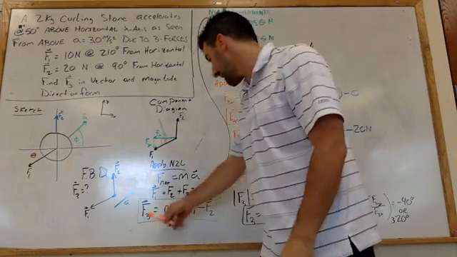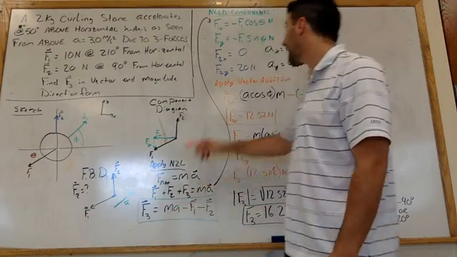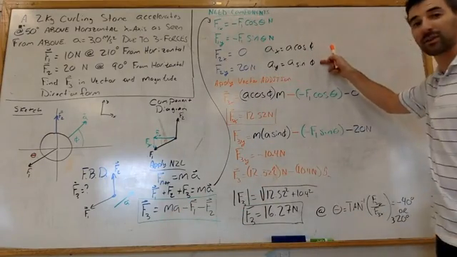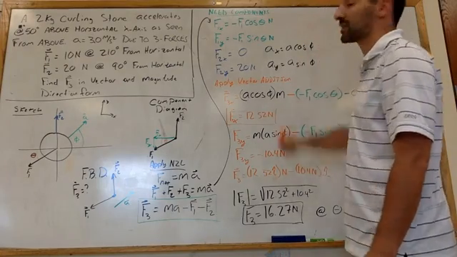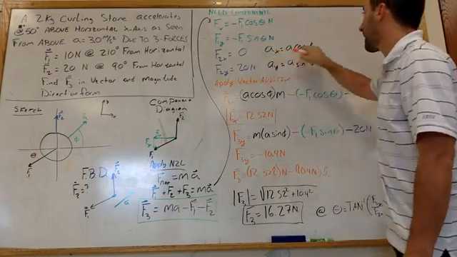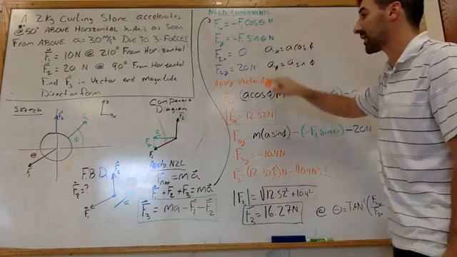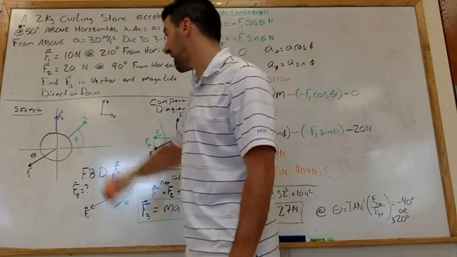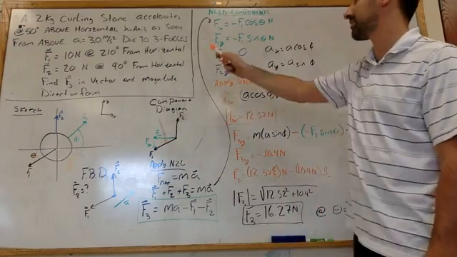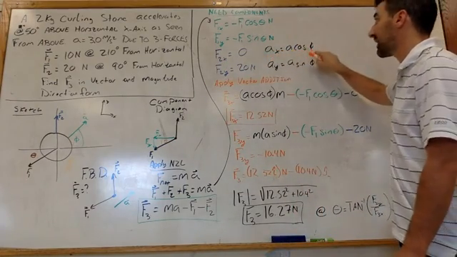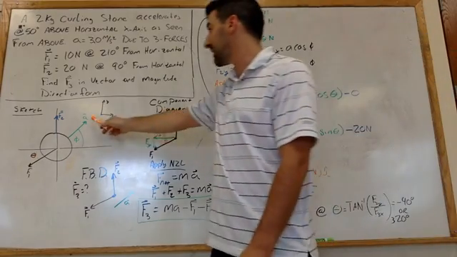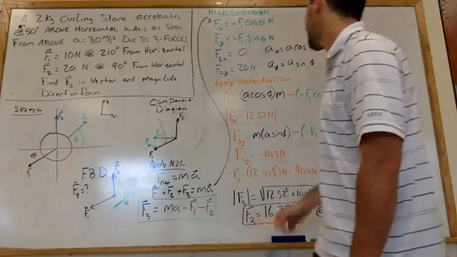Now, because my expression has acceleration, I need to also break the acceleration into component form. Remember, acceleration is a vector just like force. So I break my acceleration into an x and y component based on the angle phi that they gave me in the problem. So I know my x component is a times the cosine of phi. I know my y component is a times the sine of phi.